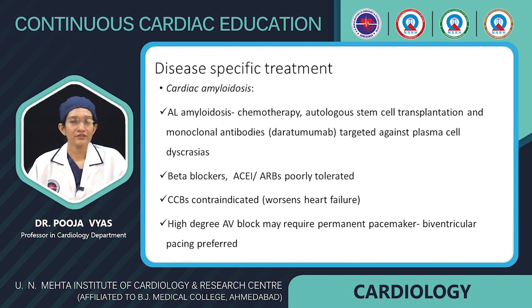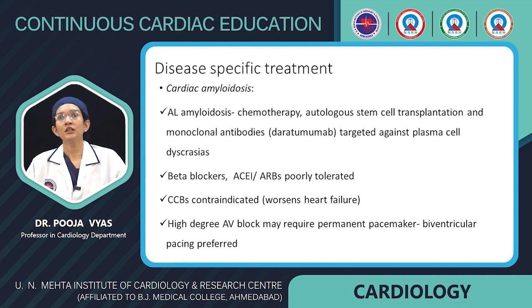Then disease-specific treatment: in patients with cardiac amyloidosis, if the patient has AL type of cardiac amyloidosis, then we should give chemotherapy. We should consider this patient for stem cell transplantation, and monoclonal antibodies targeted against plasma cell dyscrasias can be given.